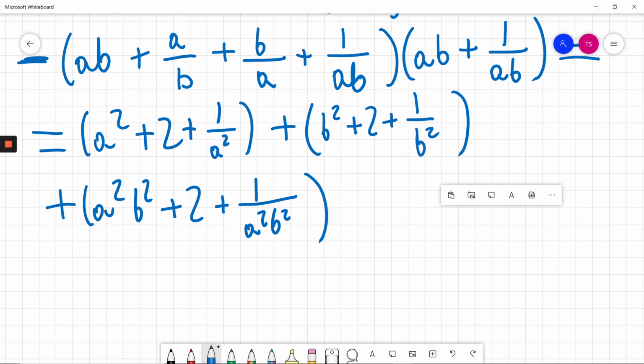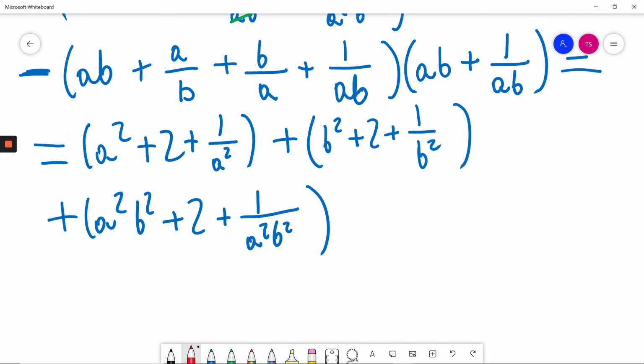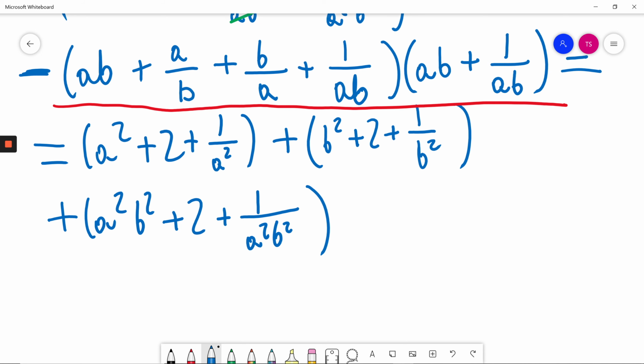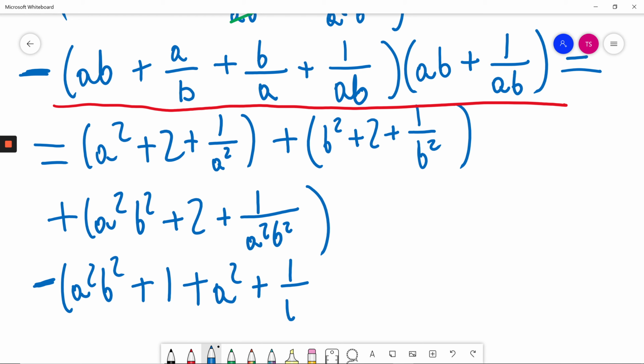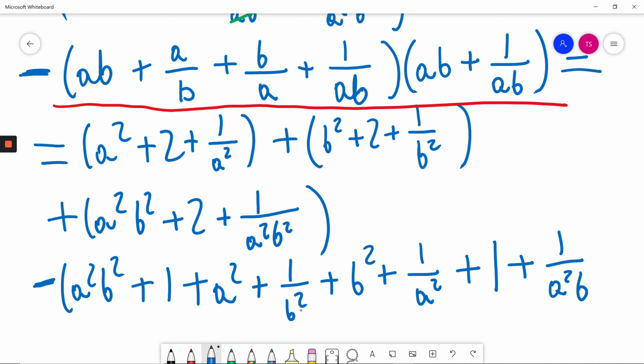And then I have to subtract, I will multiply out those two brackets. So I will have minus a squared b squared plus 1 plus a squared plus 1 divided by b squared plus b squared plus 1 divided by a squared plus simplified 1 and plus 1 divided by a squared b squared.